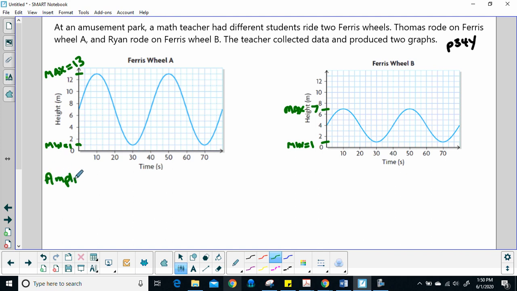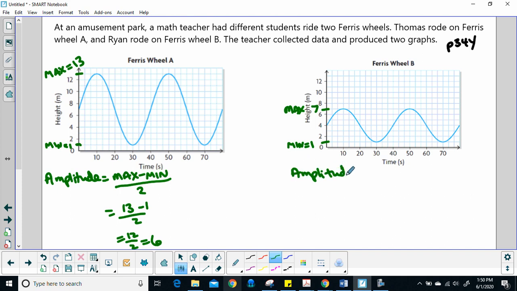So let's figure out our amplitude. That will be max minus our min divided by 2. So 13 minus 1 divided by 2 gives me 12 over 2, so 6. So I have an amplitude of 6 on this one. How about over here? Amplitude is max minus min divided by 2. My maximum's at 7, my minimum's at 1. 6 over 2, so it has an amplitude of 3. So this one's a lot shorter.